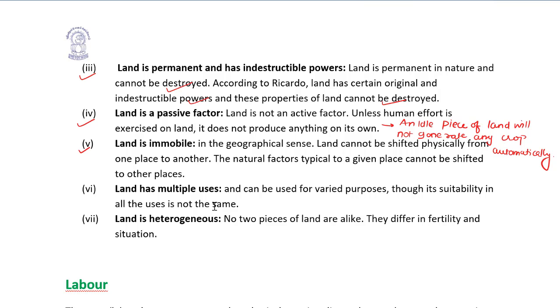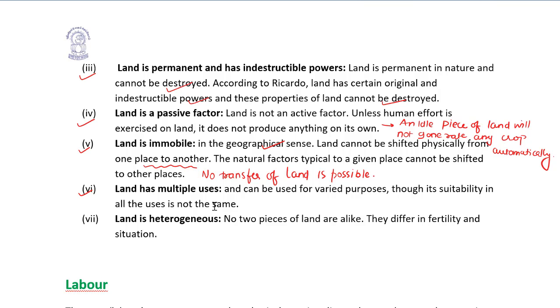Land is immobile. No transfer of land is possible. You can't geographically transfer the land from place one to place two. In the geographical sense, land cannot be shifted physically from one place to another. The natural factor typical to a given place cannot be shifted to other places.